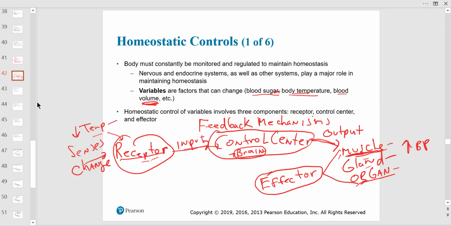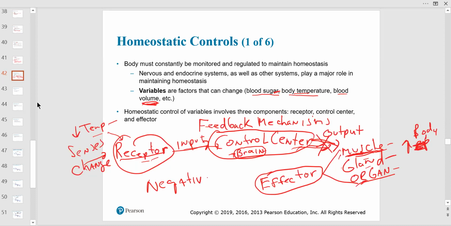Now, you don't want this output to keep going and going with body temperature, blood pressure, body temp. You don't want the body temperature to go up to 102. So this has to be shut off. The control center knows when to stop it when it gets to the endpoint of the homeostatic range again. So when that happens, when the output is turned off, that's called negative feedback.